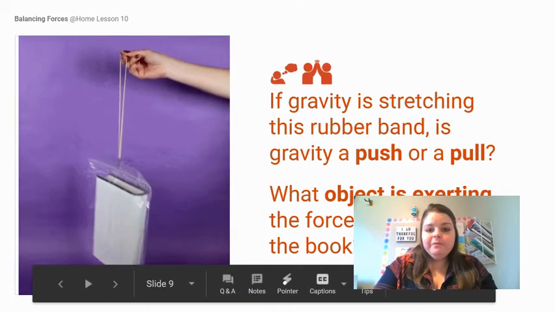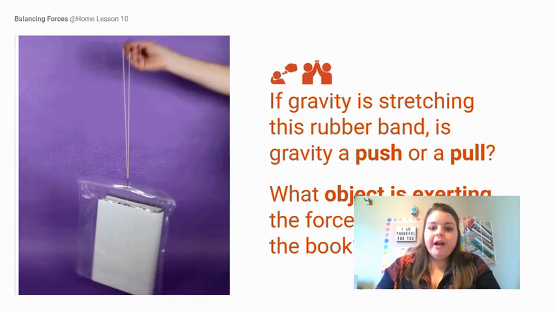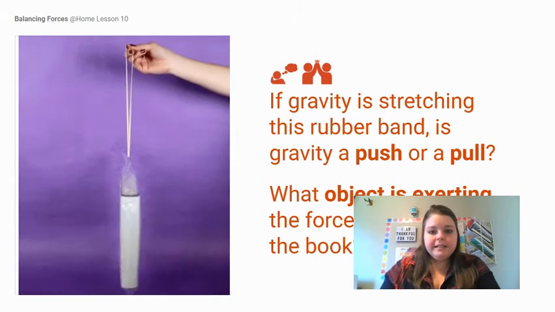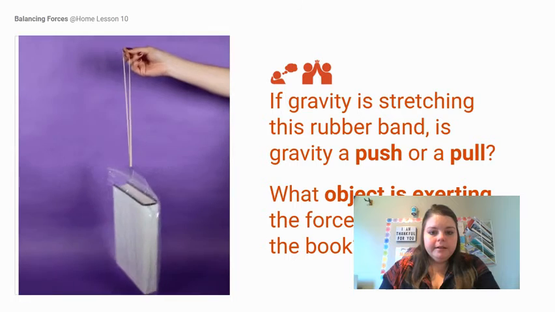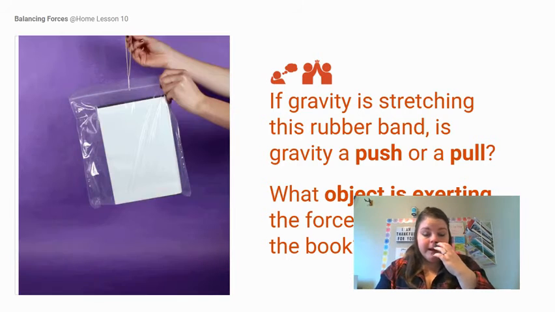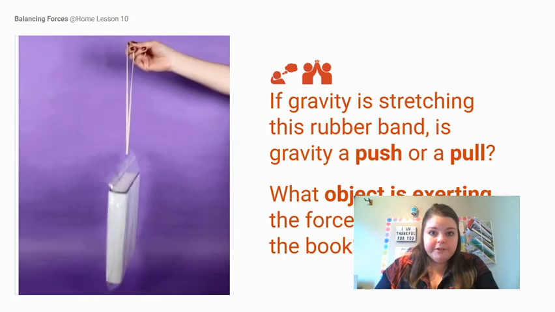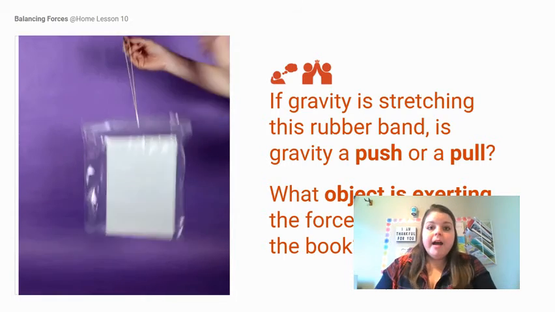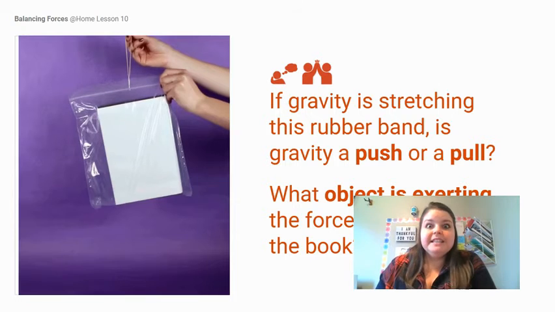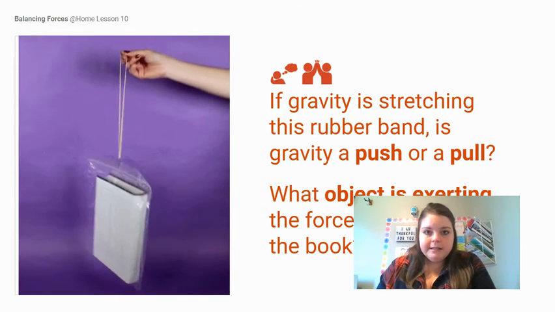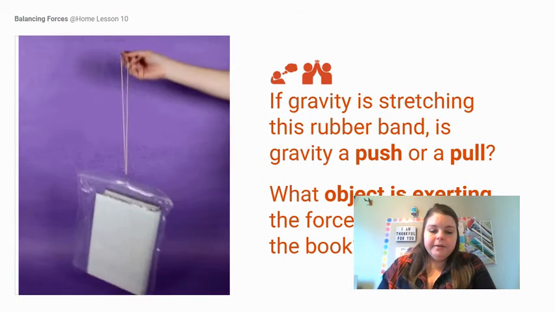Okay, so hopefully you talked about gravity being a pull. Gravity is pulling the rubber band down towards the ground. So gravity is a pull. And for the second question, hopefully you answered that the object exerting force of gravity is Earth. Our Earth is always the object that exerts the force of gravity because it's the biggest object around us. So Earth exerts the force of gravity on the book.